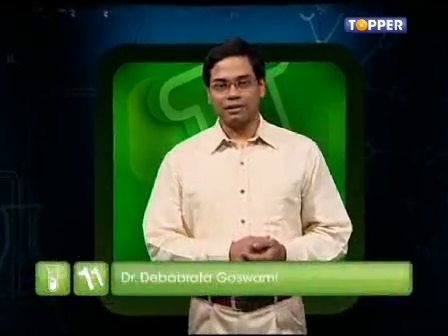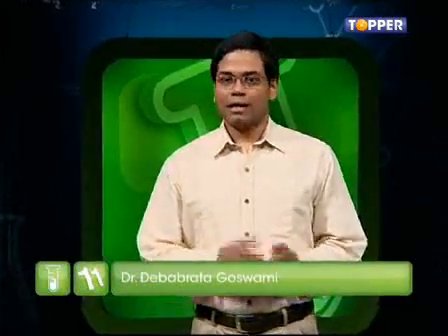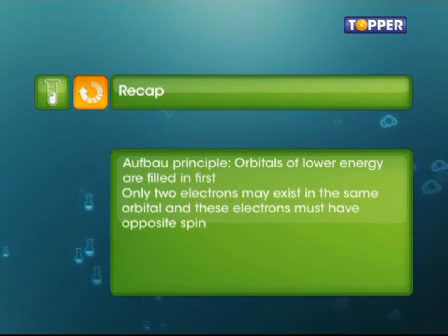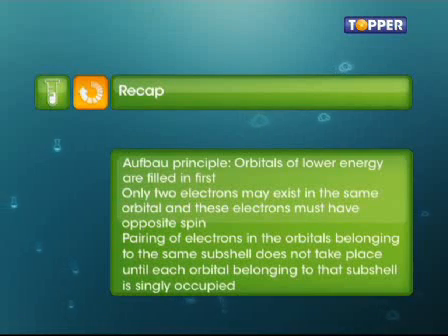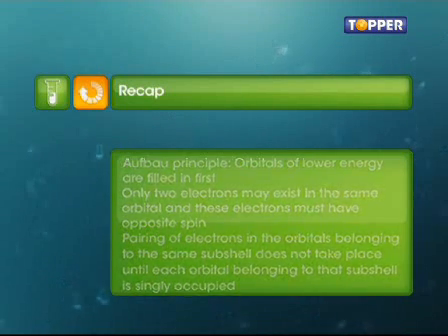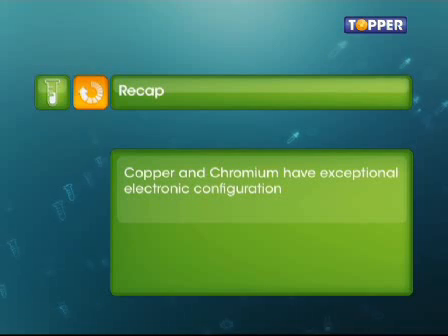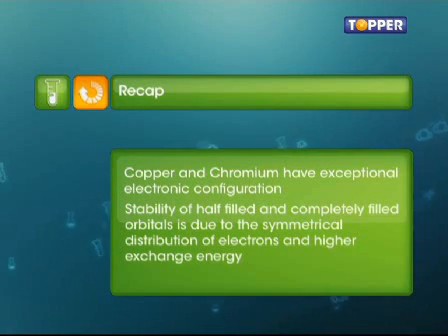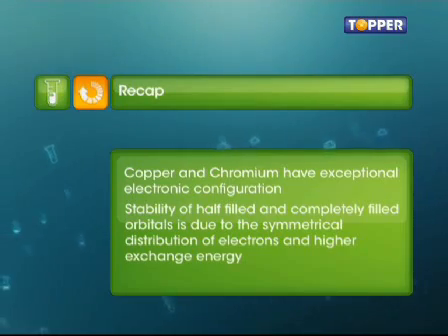Welcome back. Over the course of this episode, we have learned the rules that govern the arrangement of electrons in atoms. Let's go over the main points once more before we proceed. We are now familiar with Aufbau principle, Pauli's exclusion principle, and Hund's rule of maximum multiplicity. We have also learned about the exceptional electronic configuration of copper and chromium and the reasons for their stability. Now that we are fortified with the facts, let's move on to Exam Decoded.